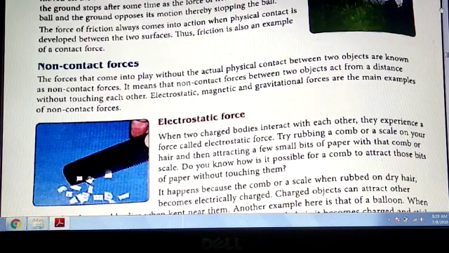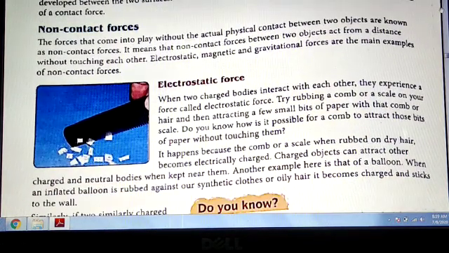Now next is non-contact force. As the name suggests, in this we do not have to use physical contact. Non-contact forces can act from a distance. For example, a magnet, all of you must have used. In a number of toys, magnets are used. So electrostatic force, magnetic force, gravitational force, all these are examples of non-contact forces.